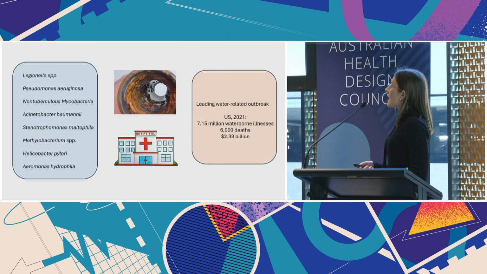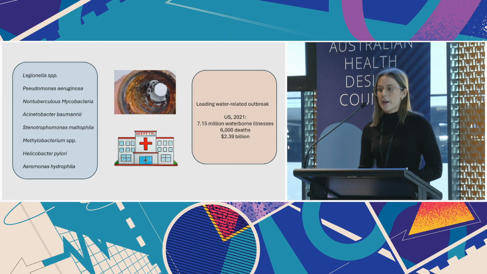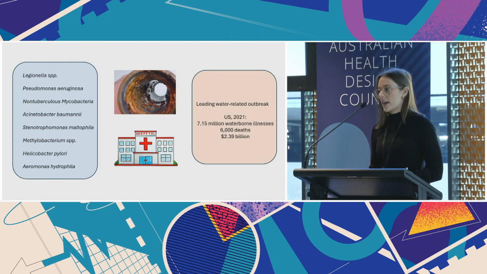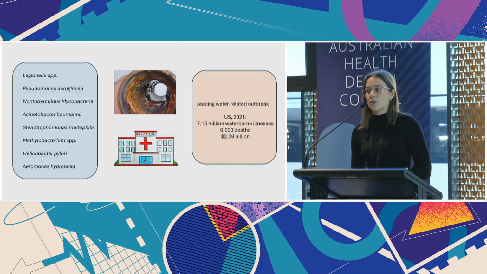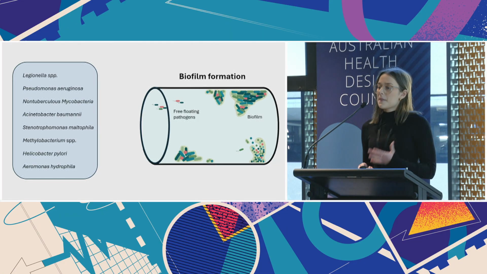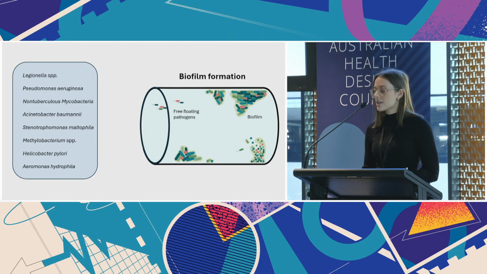These pathogens are regarded as a leading cause of water-related outbreaks, where in 2021 in the US, they were associated with over 7 million waterborne illnesses, 6,000 deaths, and costing over $2 billion in healthcare costs. These pathogens all share the ability to survive, persist, and grow in plumbing systems due to their ability of biofilm formation. This is when free-floating pathogens within the water attach to a pipe surface or plumbing fixture and form a kind of structural matrix that protects these pathogens against disinfectants, high temperatures, and other unfavourable conditions.